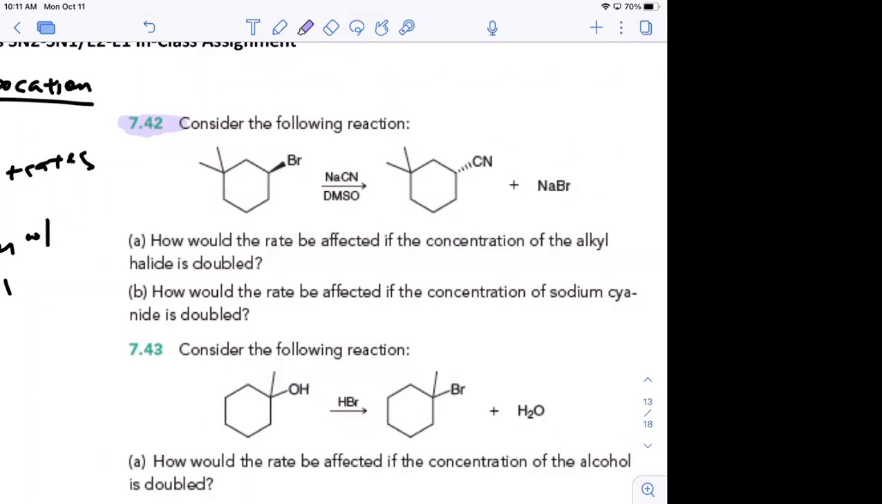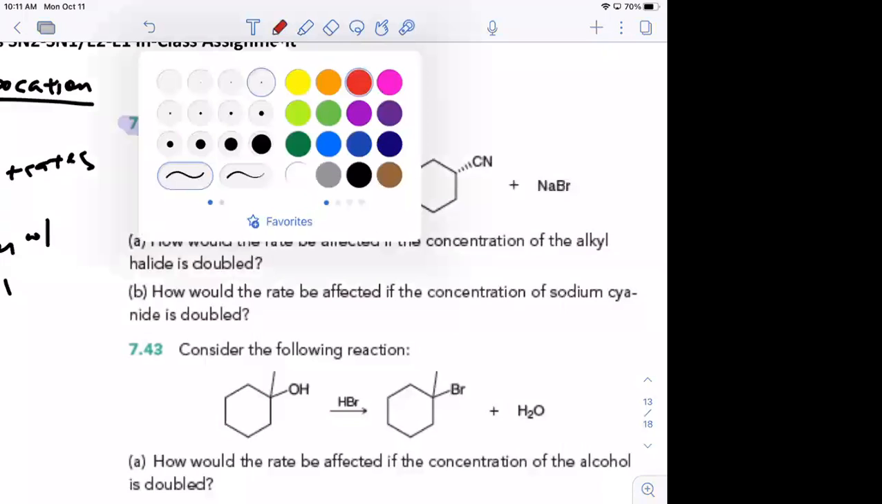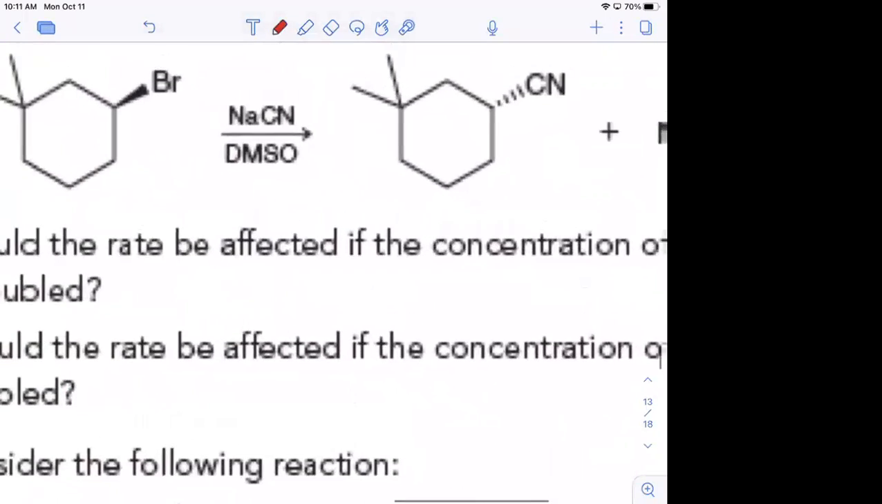So it says, consider the following reaction. How would the rate be affected if the concentration of the alkyl halide is doubled? How would the rate be affected if the concentration of sodium cyanide is doubled? First question, what do we need to know about this reaction to answer that question? What type of reaction it is. Is it SN1 or is it SN2? So let's go through and see if we can figure that out.